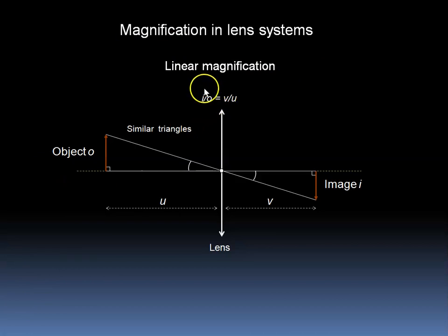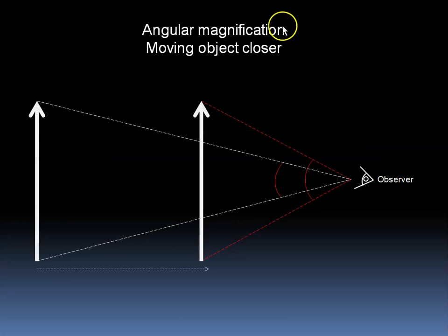And the linear magnification I over O is equal to the distance V divided by the distance U. Linear magnification is also known as transverse magnification or lateral magnification. Another type of magnification is angular magnification. In its simplest form, we simply move an object closer to the observer so that the angle subtended is larger. The observer, however, has to be able to focus on a nearer object with more light divergence.